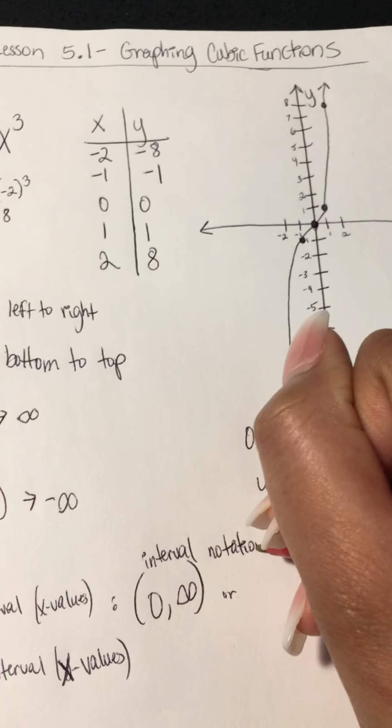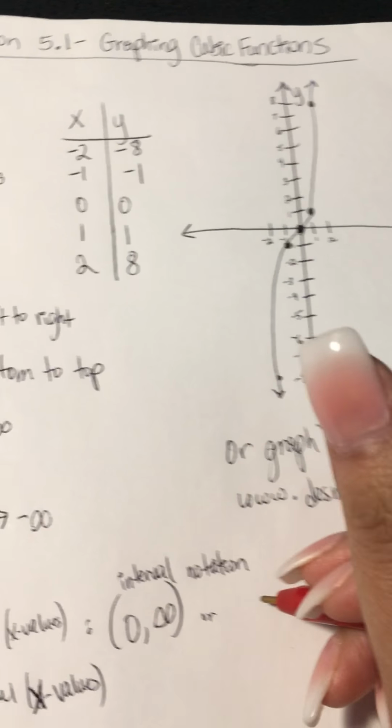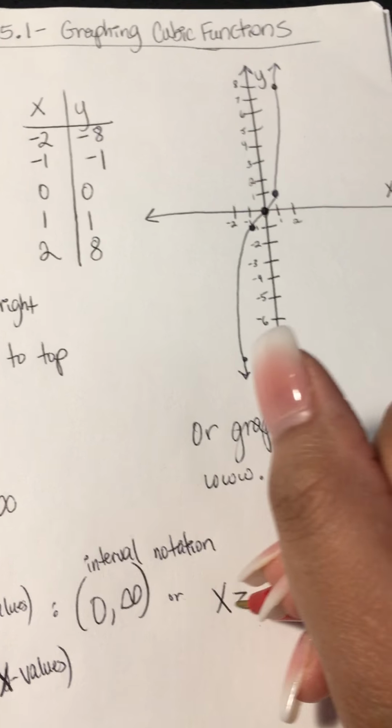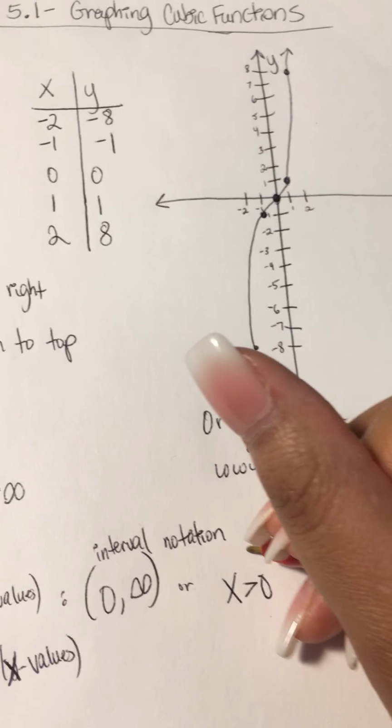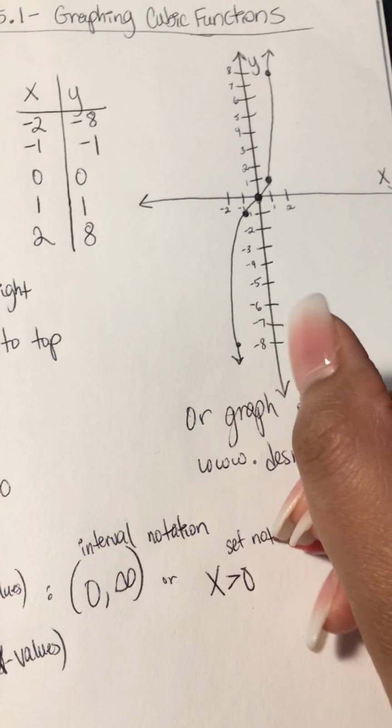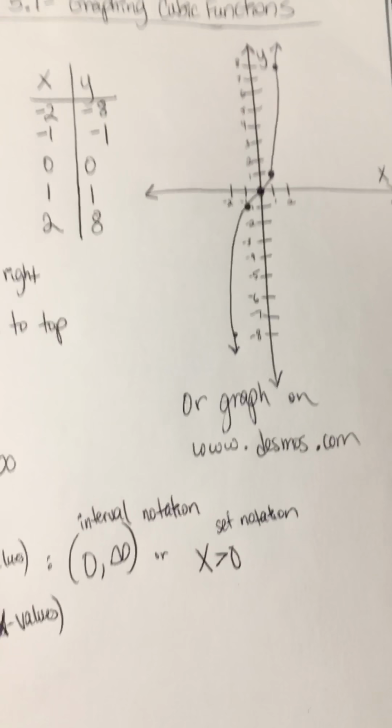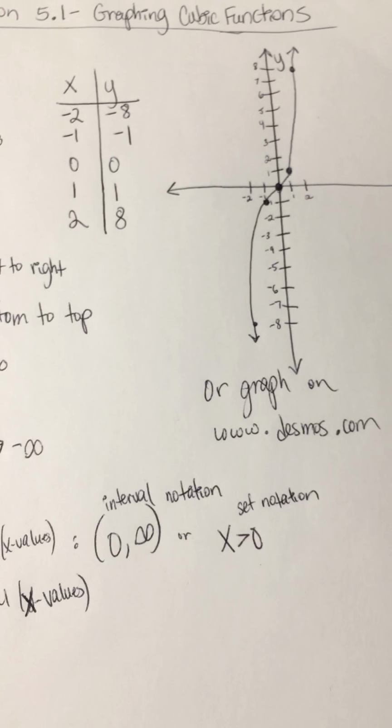There are two types of notation you can write your answer in. X values greater than 0. That's called set notation. Either answer is acceptable.